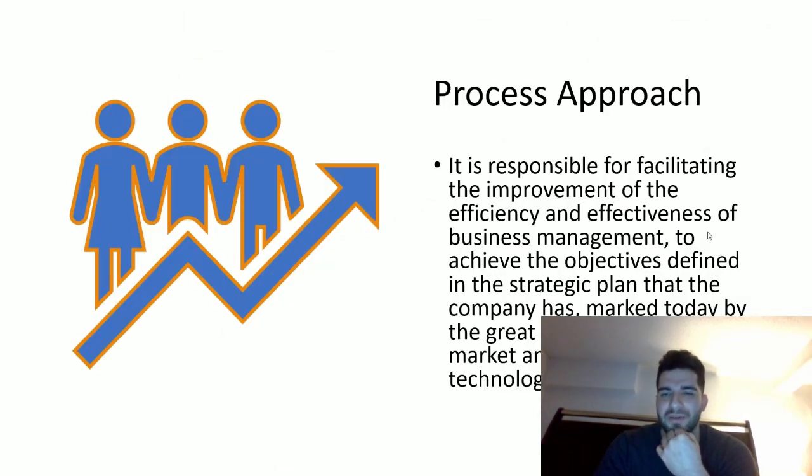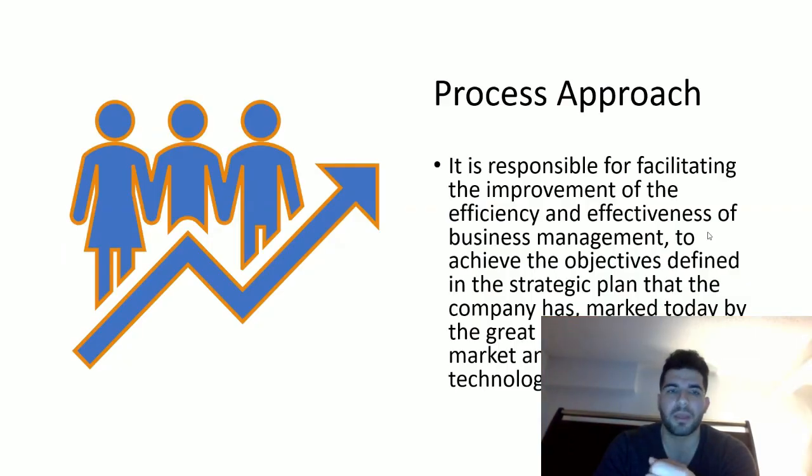Now, process approach. Here I have a quote. First, the iconography for process approach. Here's an icon of three people and an arrow going up. Here I can already tell that it's about a business environment. It's about working on a strategic plan. And with the definition here, it's only so that I can grab one or two words so that I can get back on track on what the presentation is about.